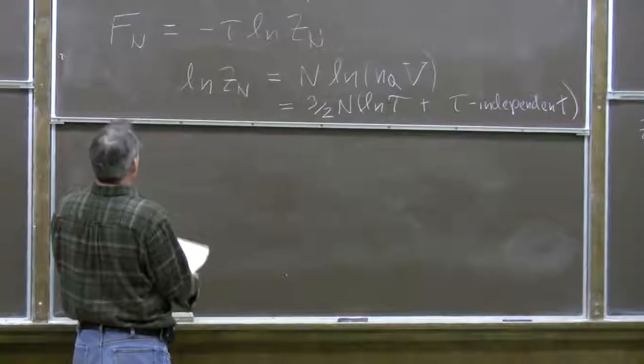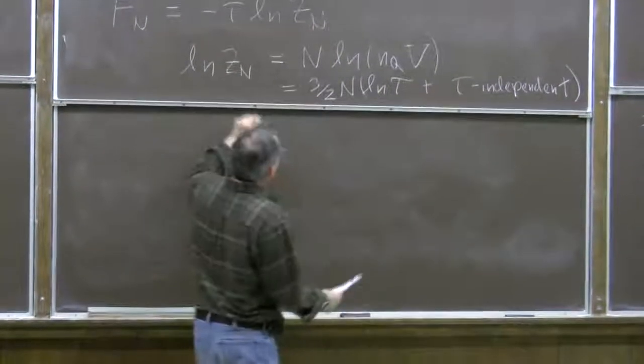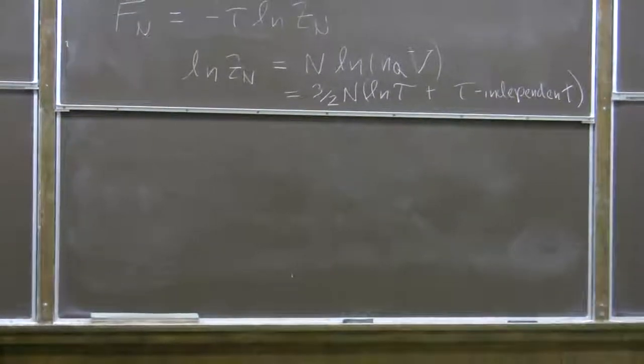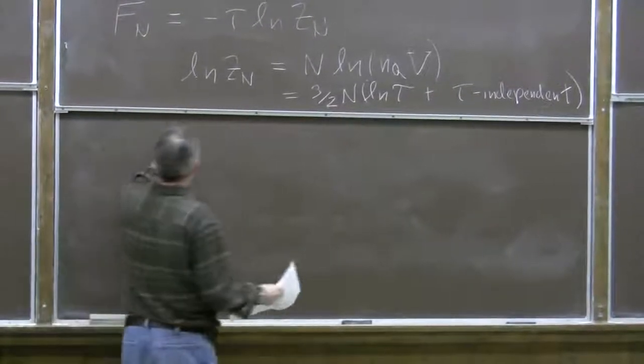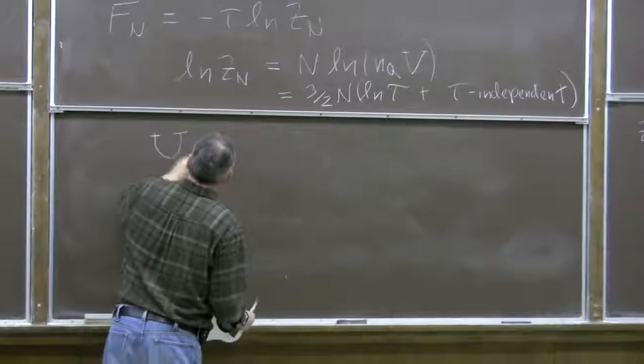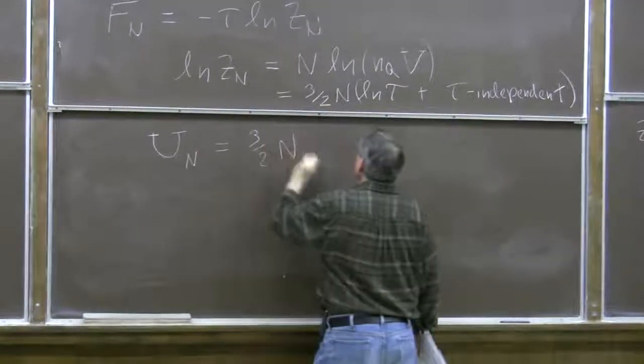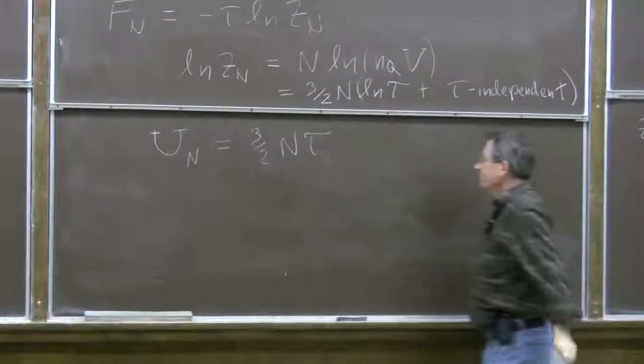Tau squared. Okay, that's fine. Sorry. So then when I differentiate the log tau, I get a 1 over tau. Then I multiply by tau squared. So the ensemble average of the energy will become 3/2 n tau.